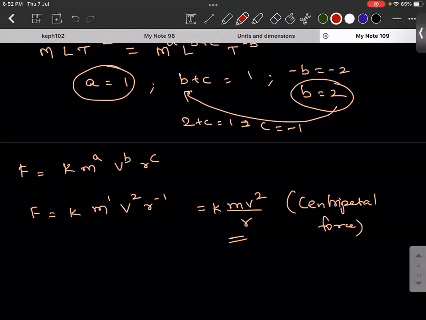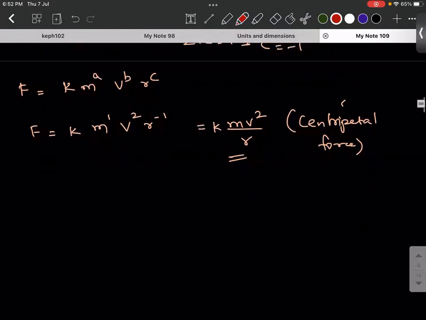So if you are clear with this, I hope you wrote down the spelling of centripetal also, right? Centripetal. It is not PI. One of the common mistakes in spelling is they write it as PI. It's PETAL. Centripetal basically means center seeking. The force will always be directed towards the center.